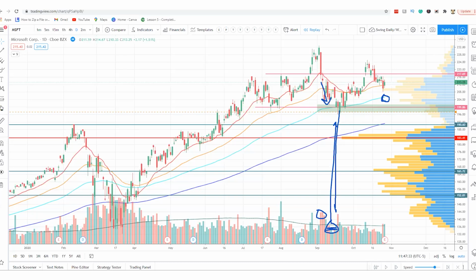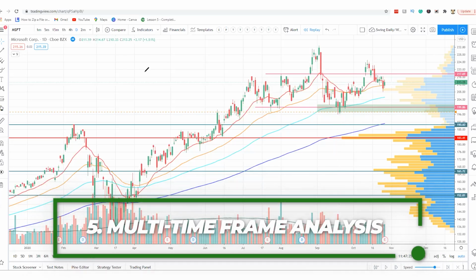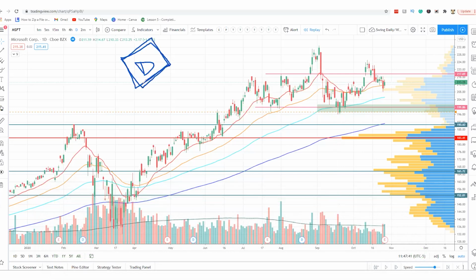And step number 5, multi-time frame analysis. This is the daily chart. When I swing trade, I often start on the daily chart. On the daily chart, I can see where my big levels are, where my big support and resistances are, and where my volume profile support and resistances are. I like to look at moving averages based on the daily, right? If I'm using the 100-day, it's going to be based on the daily. And I can find the clusters based on those moving averages, structural support, and volume profile support all on the daily.